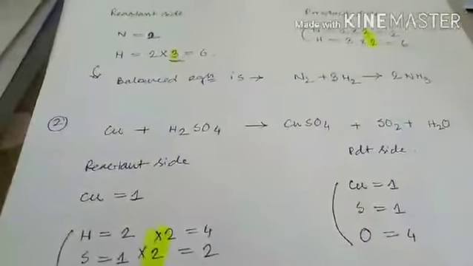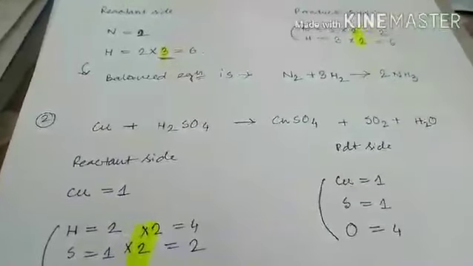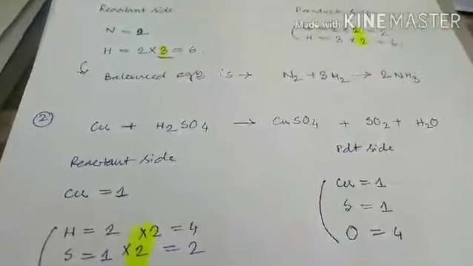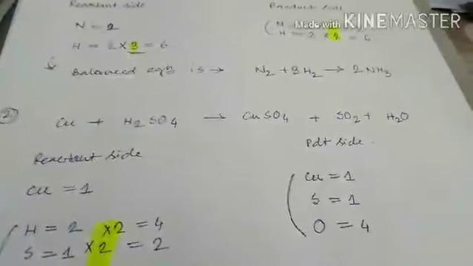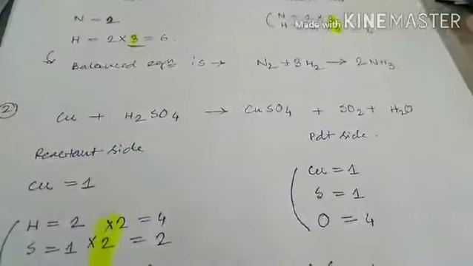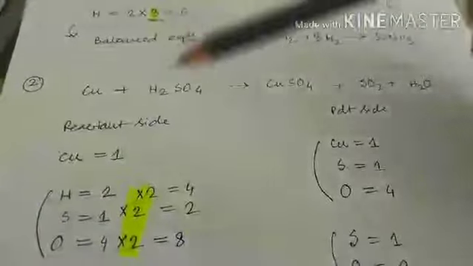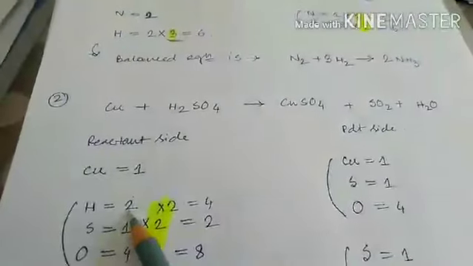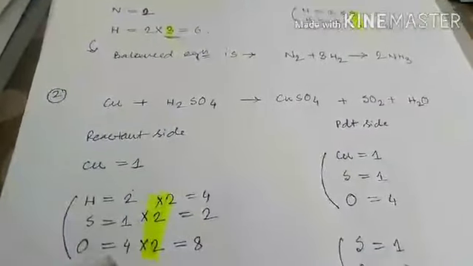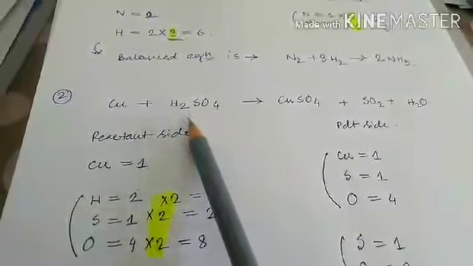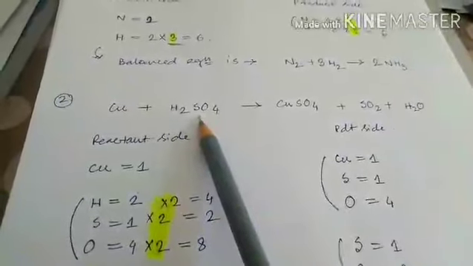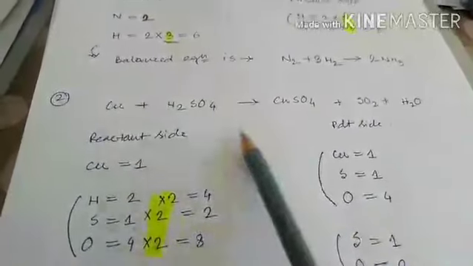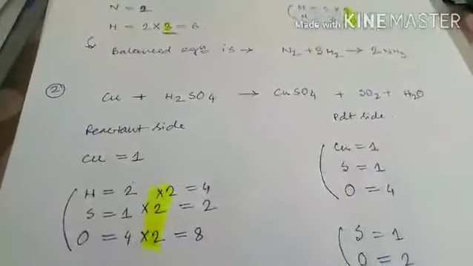So here Cu, the copper, that is a metal, reacts with sulfuric acid, that is H2SO4, that makes copper sulfate plus sulfur dioxide plus water or H2O. Okay, so in the reactant side there will be copper. In the reactant side, the number of atoms of copper is 1, and for H2SO4 the number of atoms of hydrogen is 2, sulfur is 1, and oxygen is 4.